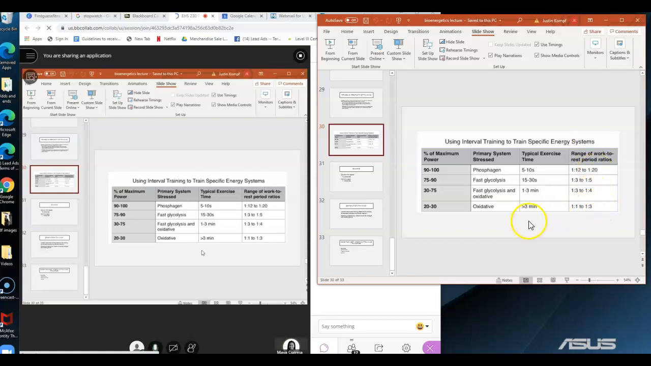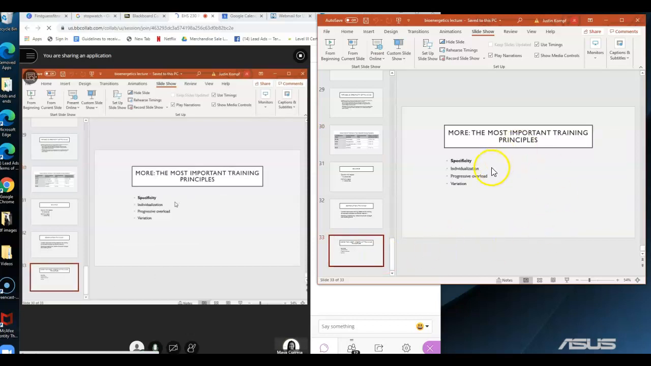Or if I said I want to improve my aerobic endurance, you're not going to have me doing 10-second sprints. That's not going to work for that goal. This is specificity. One component of specificity is just, am I using the metabolic system that's specific to the goal that I have? Other training principles that we're going to go over after you take your little quiz are going to be individualization, progressive overload, and also variation.